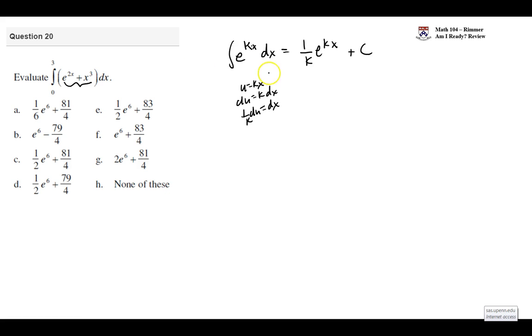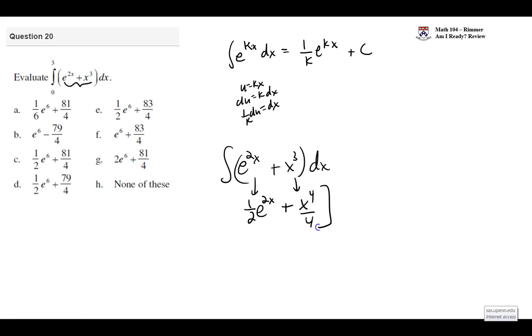Anyway, we are trying to integrate e to the 2x and then later x cubed, and we accomplish that by taking the antiderivative of the first guy, getting a half e to the 2x, the antiderivative of the second guy, getting x fourth over 4, and then it's our job to do the limits of 0 and 3. The fundamental theorem of calculus says you can just plug those guys in and be done. Take e to the 6th and take 3 to the 4th over 4.